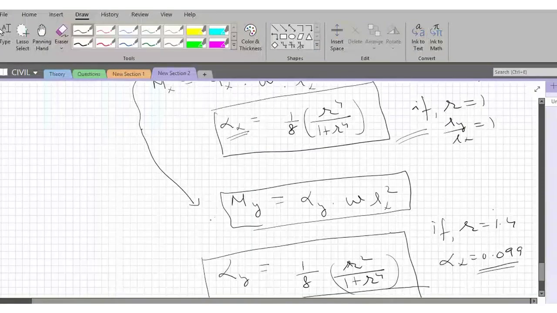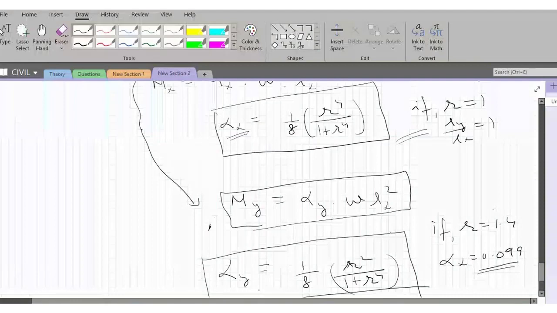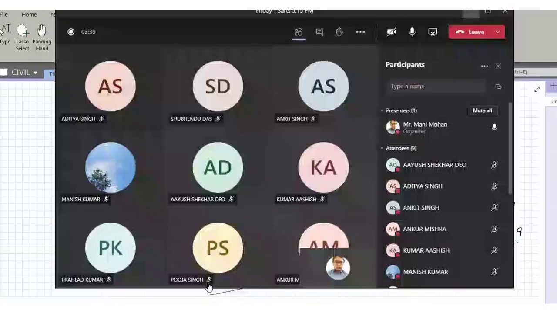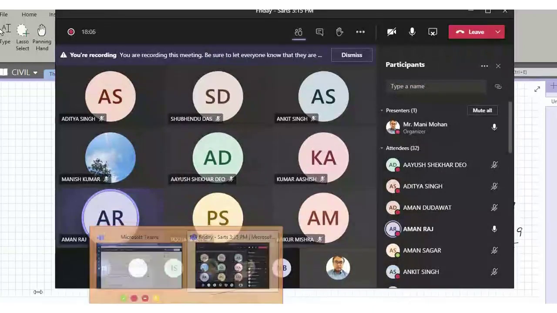What I did, I considered a very simple case with the help of which you can see what the code has actually done. For the simply supported slab case without restraining corners, we have seen how to compute alpha x and alpha y. If you have any doubt, you can ask me. Otherwise, I'll proceed. Sir, why do alpha x and alpha y depend upon edge condition?